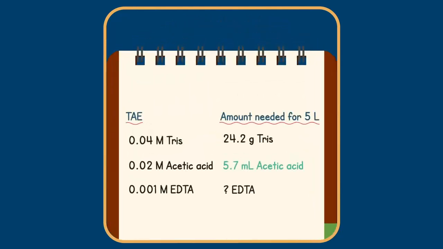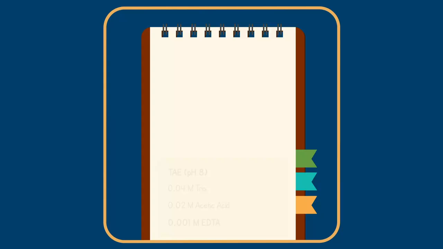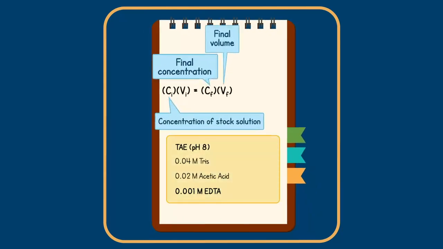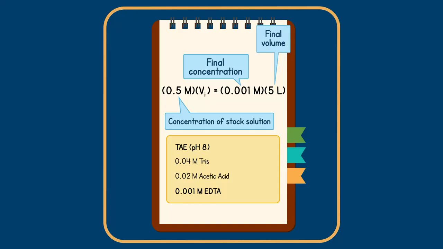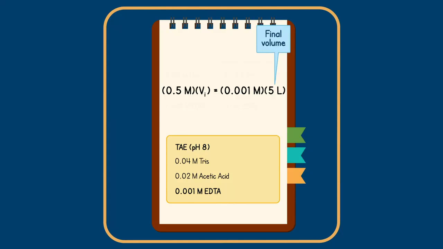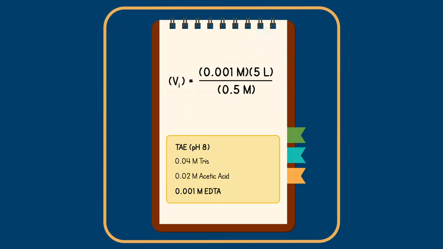EDTA can be found in the lab either as a solid or as a concentrated stock solution. Let's figure out how much EDTA to add, assuming we have a 0.5 molar EDTA pH 8 stock solution available. We'll return to our favorite CI-VI equals CF-VF equation. Assuming we have a 0.5 molar EDTA stock solution, that means our CI is 0.5 molar. And we know our CF is 0.001 molar, and our VF is 5 liters. Plugging those values in, we find that we need 10 milliliters of EDTA.